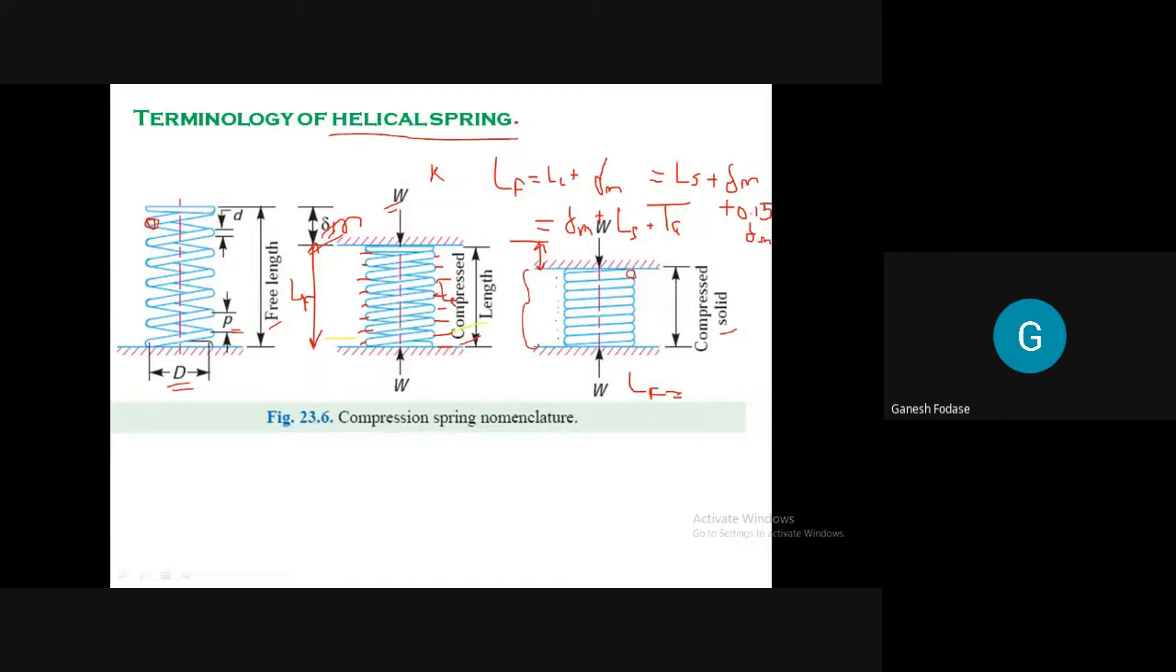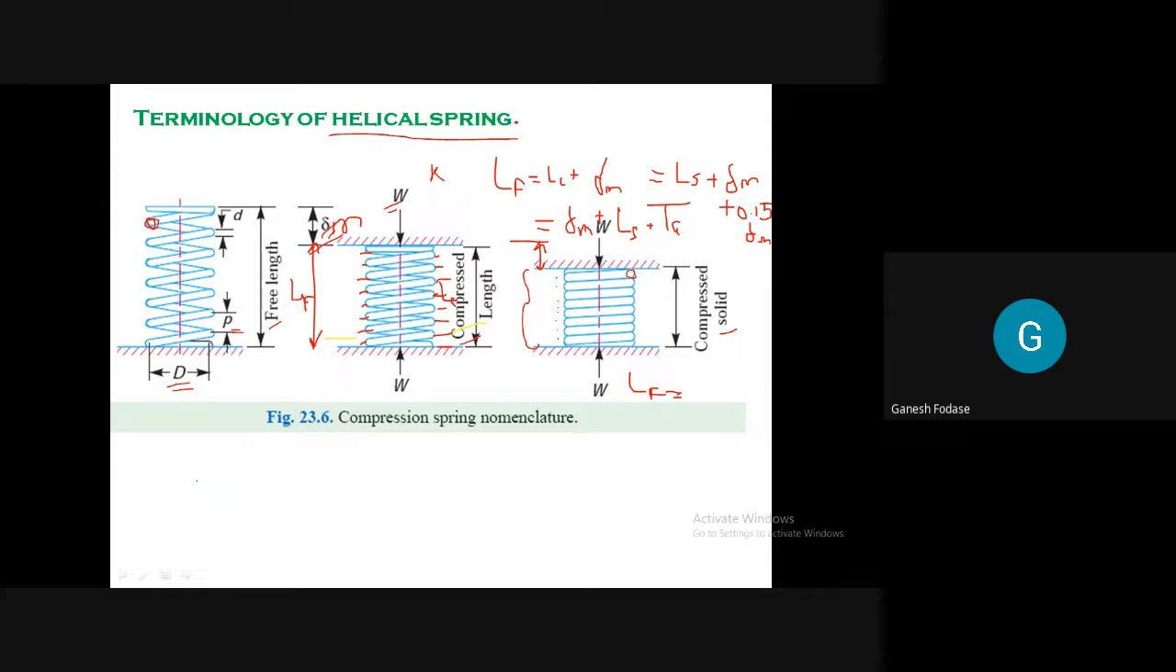Okay, so this one is D that I showed you here. Capital D is the coil diameter, the mean coil diameter. Now, small d is nothing but the wire diameter. There are different wires. So small d is the wire diameter and capital D is the coil diameter.